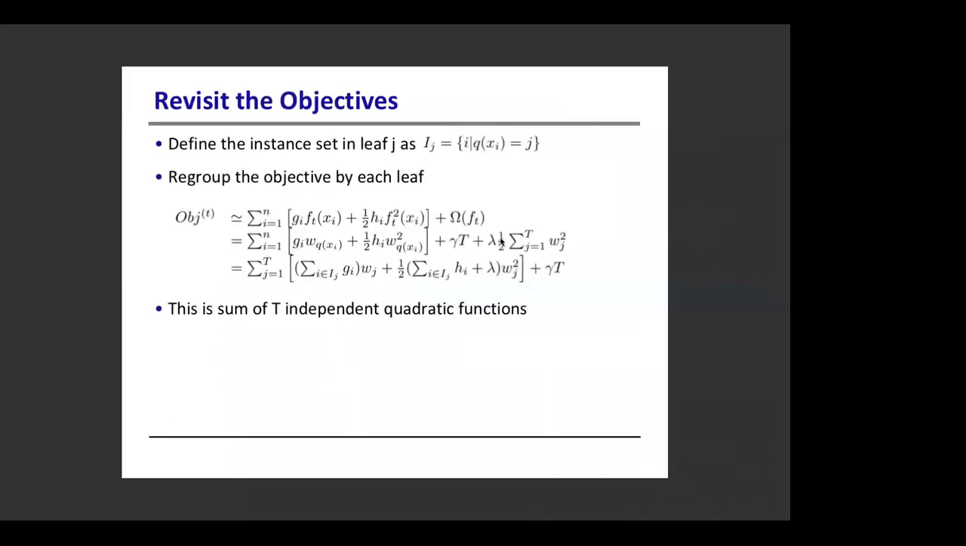This one is essentially a representation of the loss function, based on the expansion of the Taylor series. Why did we use the Taylor series?